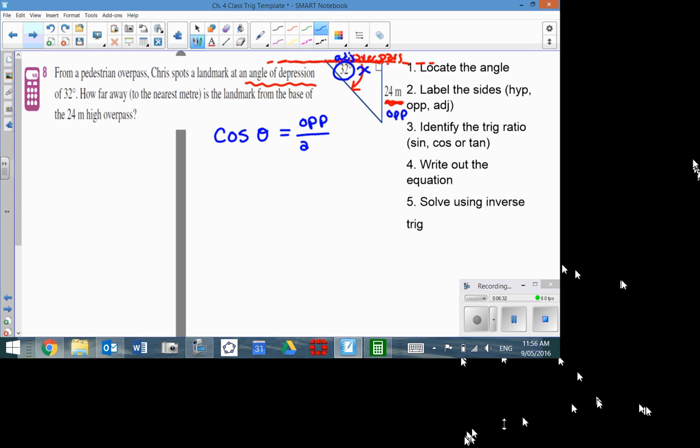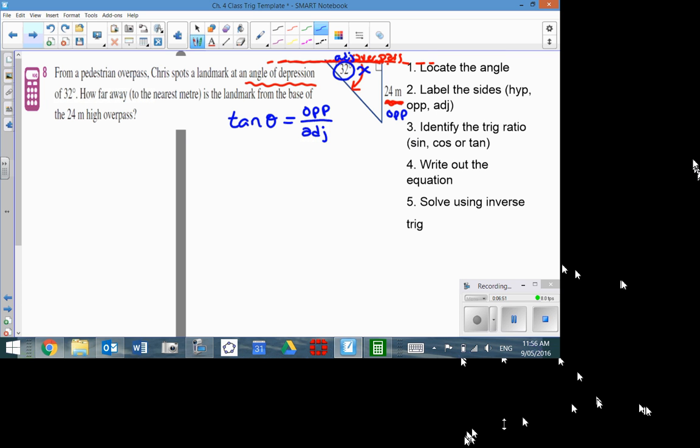Oh, opposite and adjacent, that's tangent. Excuse me, guys, let's go back. Tangent is opposite divided by adjacent. Okay? Hopefully you're yelling at me through your computer screen.